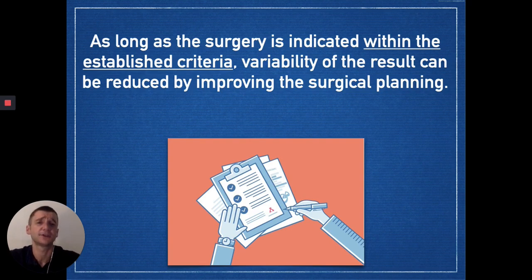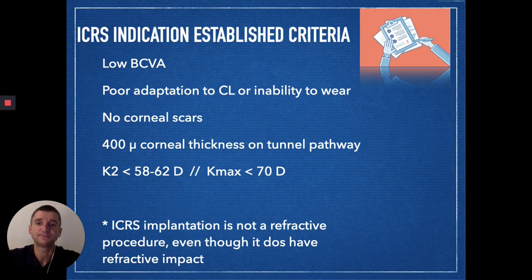But as long as the surgery is indicated within the established criteria, variability of the result can be reduced by improving the surgical planning. So surgical planning is the key. What are all these established criteria?